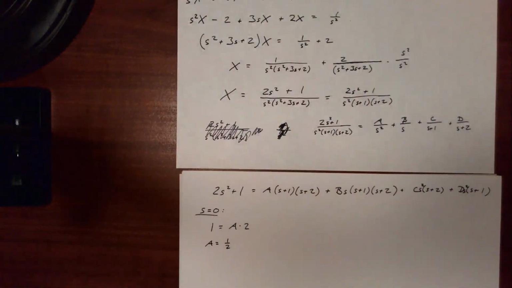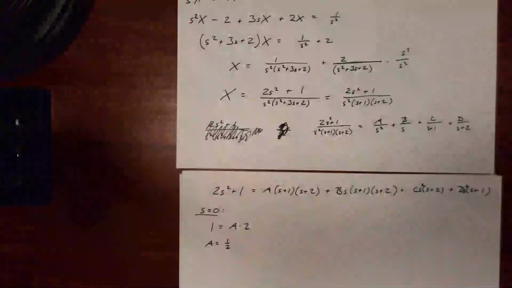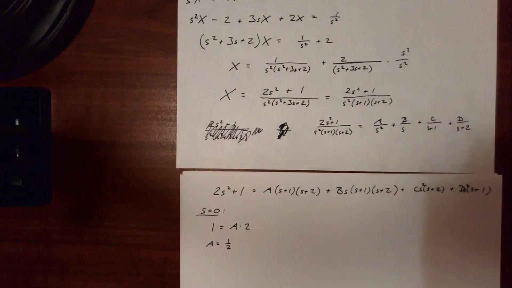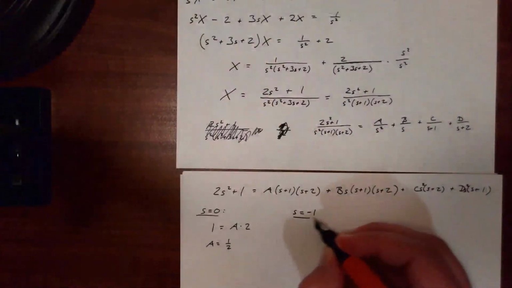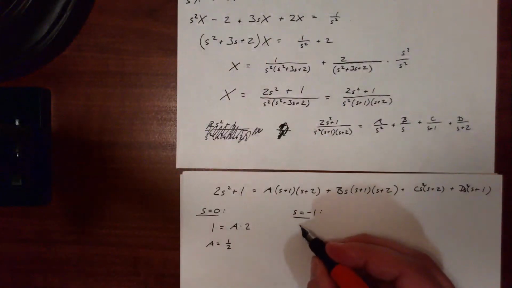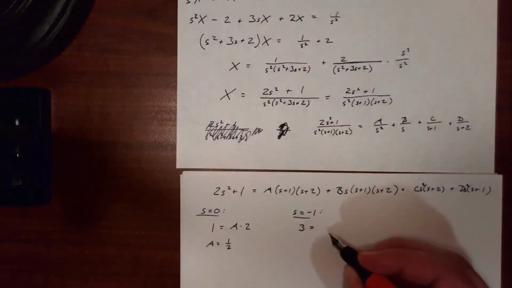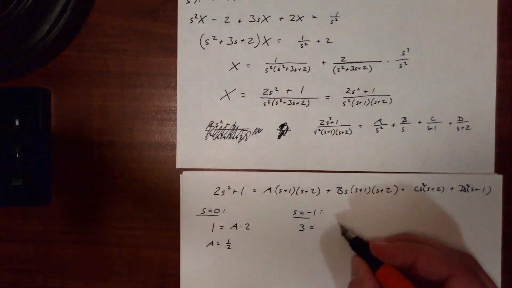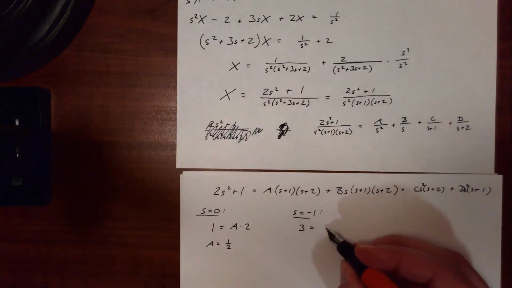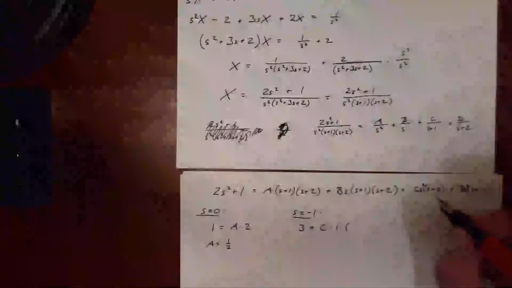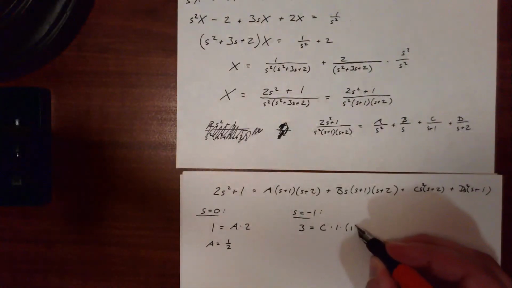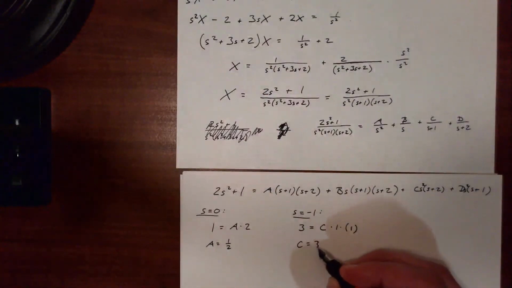That's nice. And let's look for what else we can immediately find. If we set s equal to -1, that cancels everything except for the c term. What's that going to be? It looks like it's going to be 3 on the left. The a term will be 0, the b term will be 0, and the c term will survive. That's going to be c times -1 squared, which is 1, times s plus 2, which would also be 1. That means c equals 3.